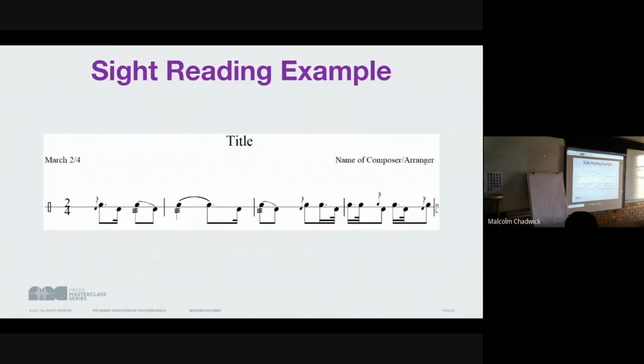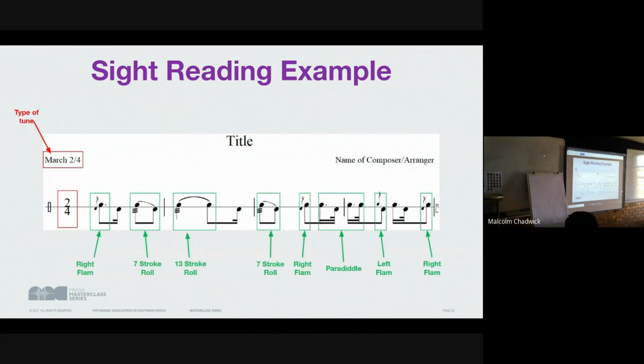Cool. So here, the examiner will give you a piece of music composed by someone, and then there's the name of the tune. So here we have a 2/4 march. The first step would be to identify what type of tune, and if the examiner gives you a score of music, then it'll tell you exactly, okay, this is a 2/4 march. Cool, so that is step one.